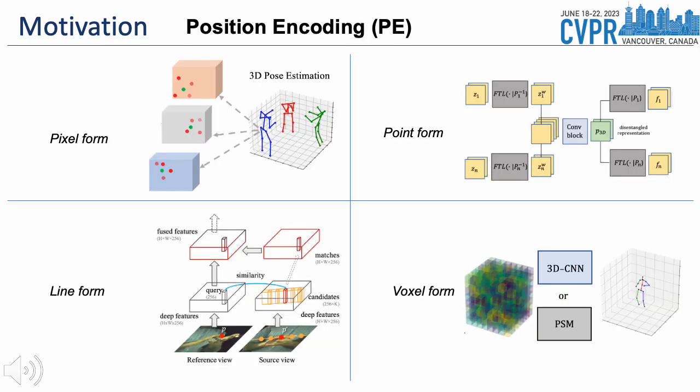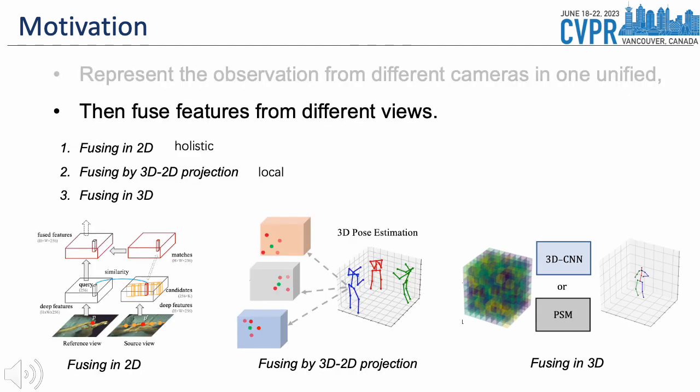With this in mind, position encoding is commonly divided into four forms, that are pixel form, line form, point form, and voxel form. It's worth noting that although all the position encoding methods encode 3D information, only the voxel operator can directly utilize this information. This is because neither 2D CNNs nor vision transformers can preserve 3D spatial information. Our goal is to find a method that can strike a balance between holistic feature representation and local property while leveraging 3D position encodings.